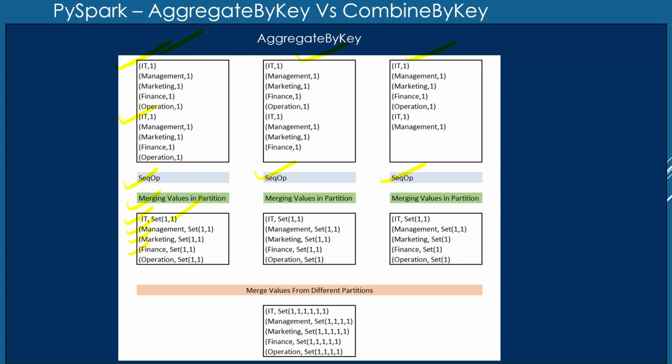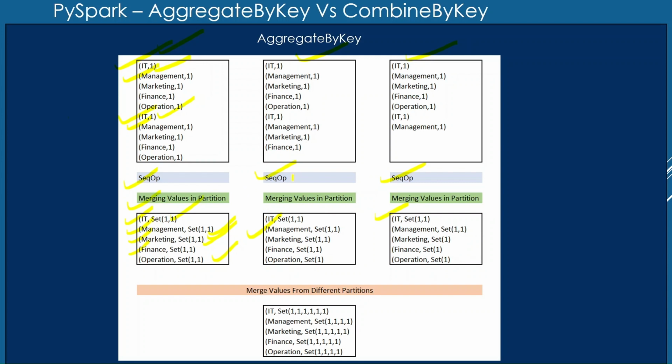So one key, IT, and the data point is 1 and 1. It is coming from here, and another is coming from here. Let's talk about the management. This is the management data point which is present in this RDD in the form of key and value pair. And once this sequence operation is happening, the data point will be merged like this. The same goes for marketing, the same goes for finance, the same goes for operation. The same thing is happening here also, and the same thing is happening here also.